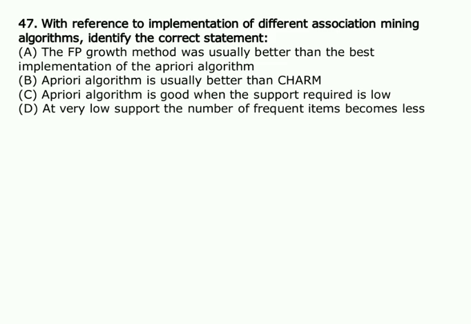It refers to implementation of different association mining algorithms. Identify the correct statement. So here FP growth method was usually better than the best implementation of the Apriori algorithm. FP growth is more efficient than the Apriori algorithm in many terms. In the Apriori algorithm, it occupies large space due to more candidates and hence execution time is more. Charm was also usually better than Apriori. In some cases, Charm was better than the FP growth method. So option A is the correct one.